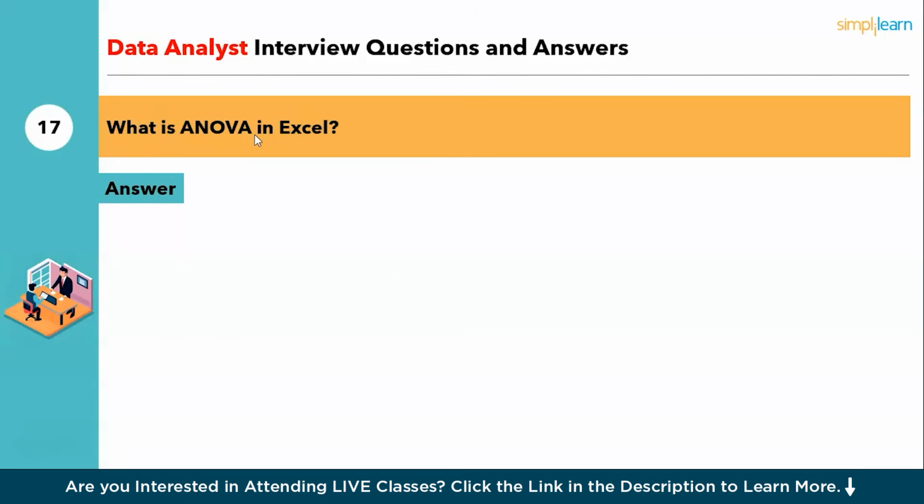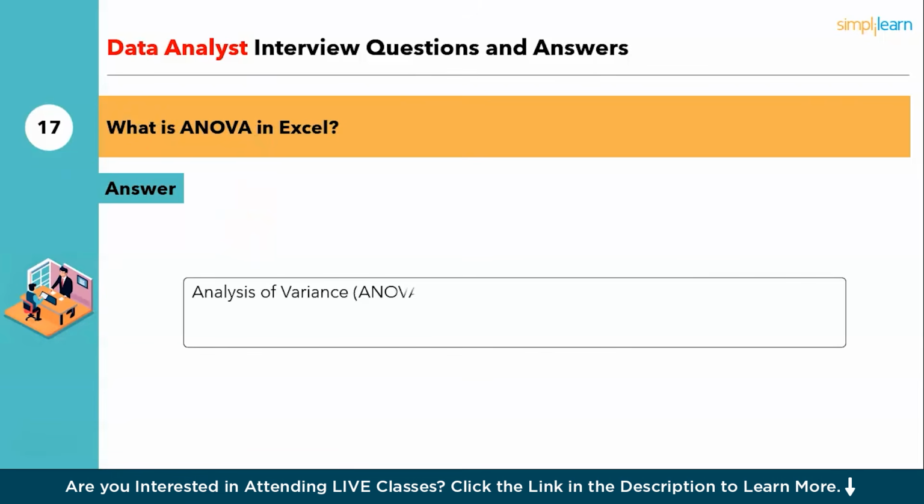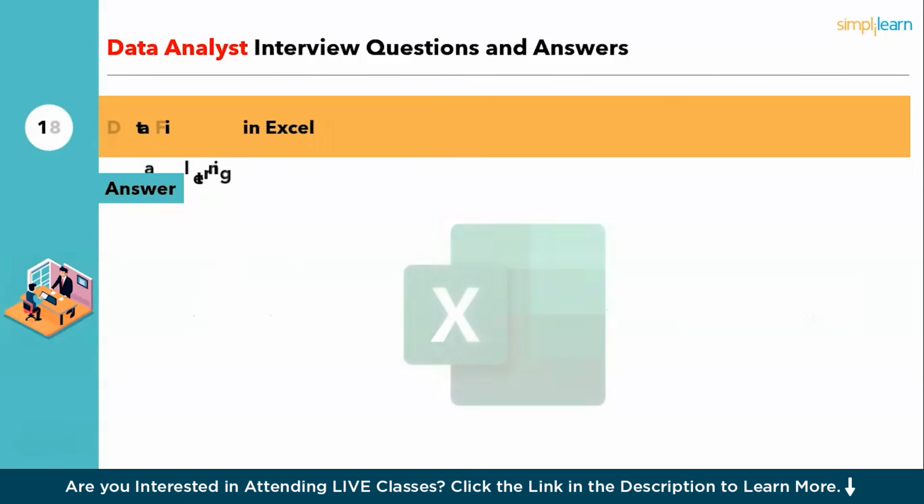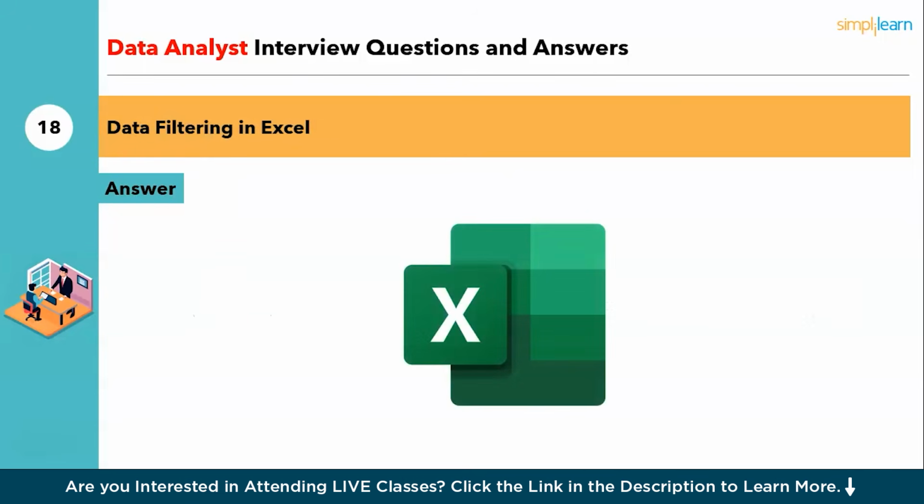Now the 17th question. What is Anova in Excel? Analysis of variance, also known as Anova, in Excel is a statistical tool that compares the means of groups to determine if there are any significant differences. It's available in Excel with XLS or Excel Stat software. Now proceeding into the 18th question, data filtering.